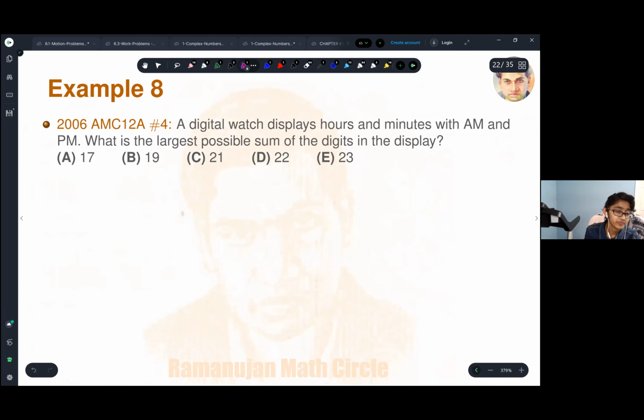Here's an example. A digital watch displays hours and minutes with AM and PM. What is the largest possible sum of the digits in the display? What it means by AM and PM is it's basically a 12-hour clock, so that's what the information basically gives. So this is not necessarily about losing and gaining time, but still it's a good problem. So I would give you some time to work on it, and then we'll come back and discuss.